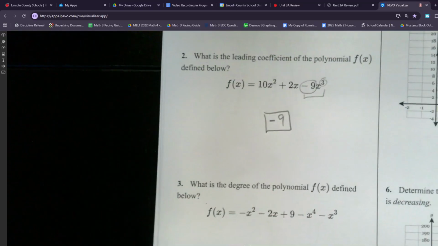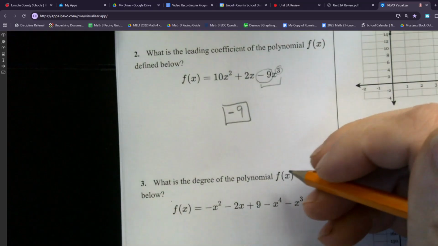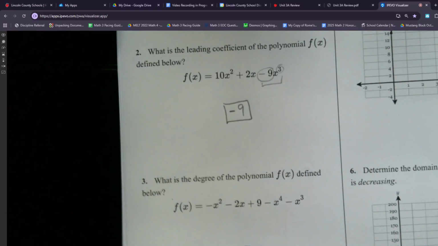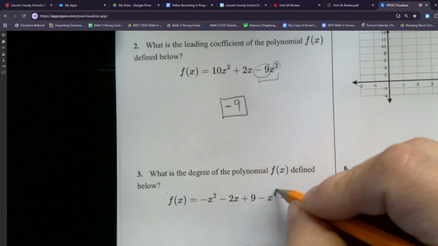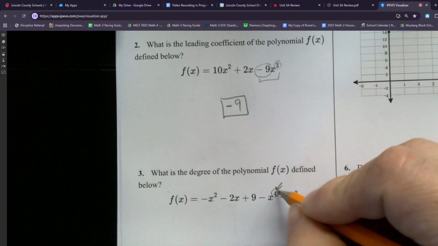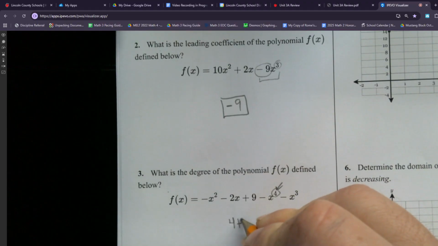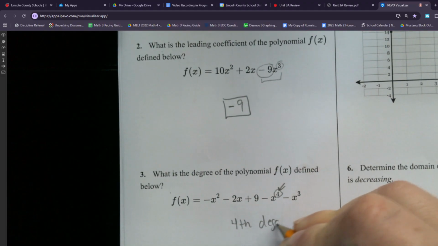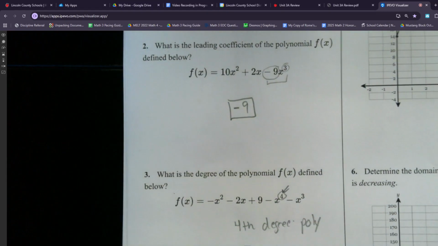All right. What is the degree? Remember, the degree is the biggest exponent. It also tells you how many solutions a polynomial has, whether real or imaginary. But the biggest exponent here is 4. Okay. So this is a fourth degree polynomial.